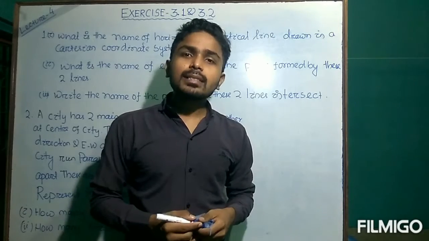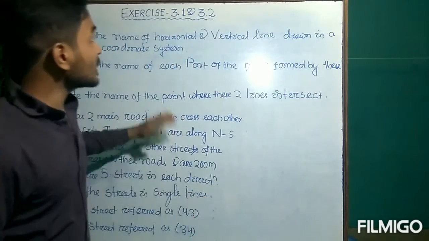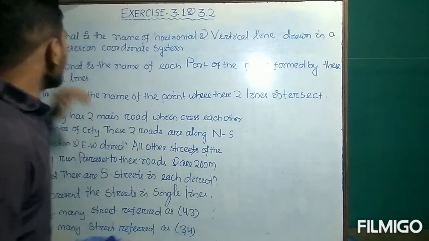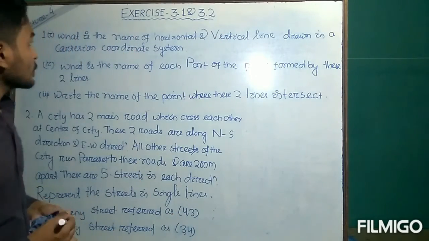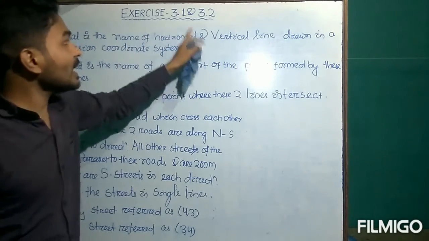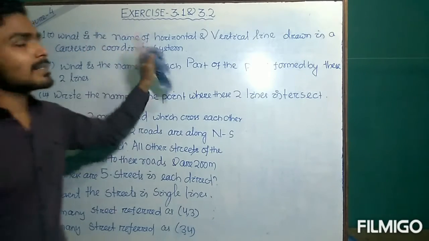And now we will do exercise 3.1 as well as 3.2 combinedly. That means in this session we have to complete both the exercises at a time. Clear? So let's start with the first question. The first question is, what is the name of horizontal and vertical line drawn in a Cartesian coordinate system?